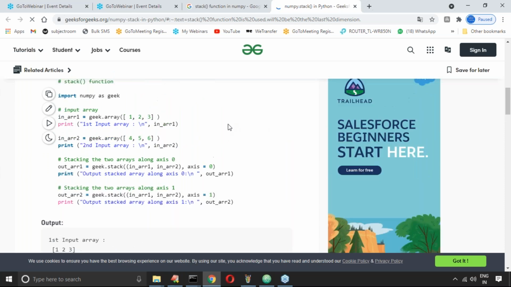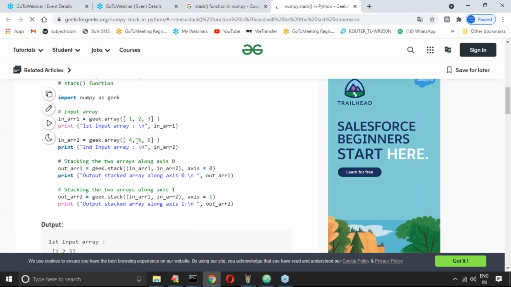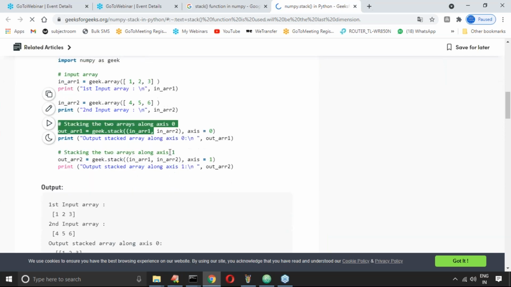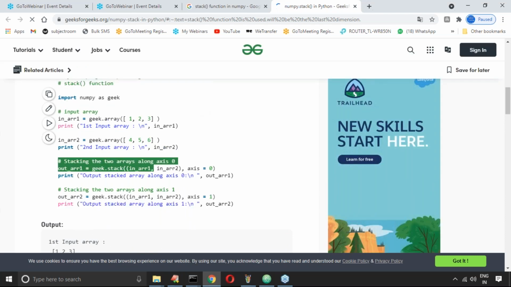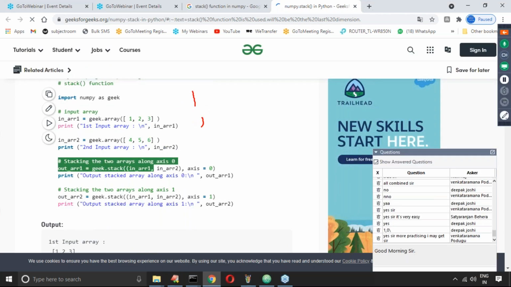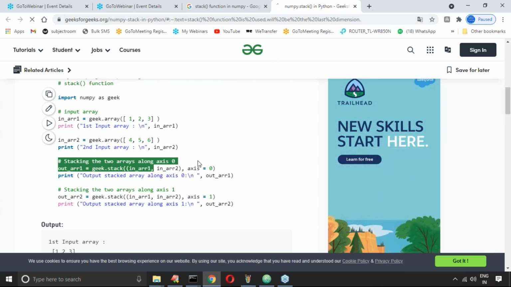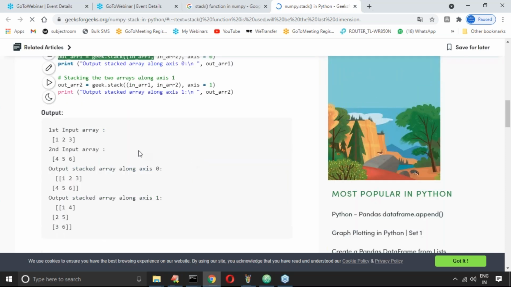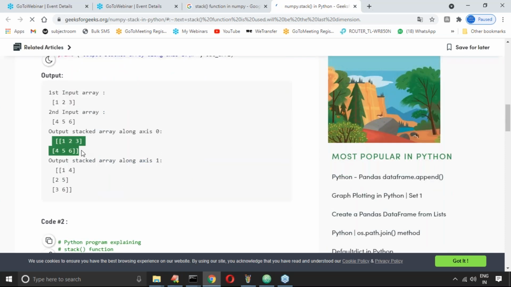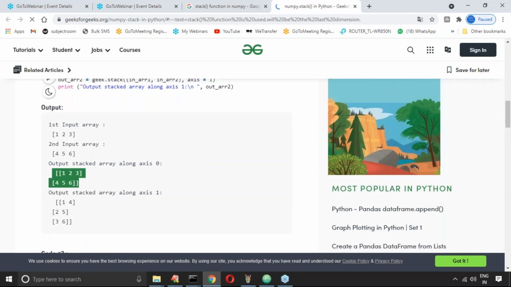Like 1, 2, 3, 4, 5, 6. Axis is 0. Already you people are aware, first one by one directly we are going to get. Axis 1. Axis 1 means 1, 2, 3, 4, 5, 6. This is the 2D array we are going to get. Correct, right? This is the 2D array. Have you observed? 1, 2, 3, 4, 5, 6. This is the 2D array we are getting.